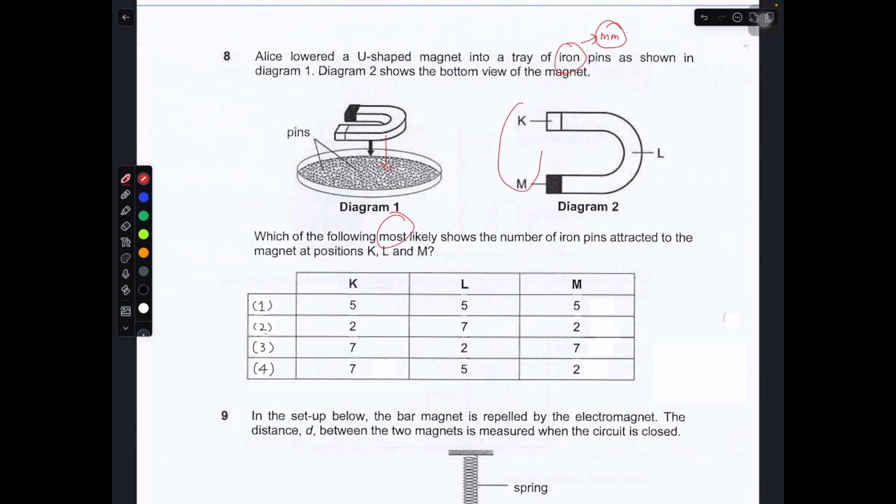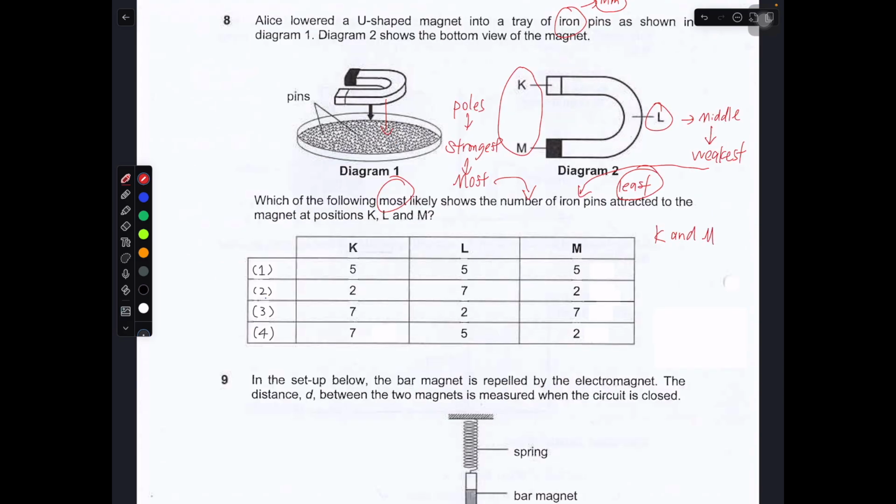So you have to analyze K and M. They are at the poles. Poles are strongest, so it should have the most number of iron pins attracted as compared to L, right? L is the middle, so it should be the weakest. If it's the weakest, it should have the least number attracted. K and M should have an equal number, and higher than L. Okay, so this is the conclusion.